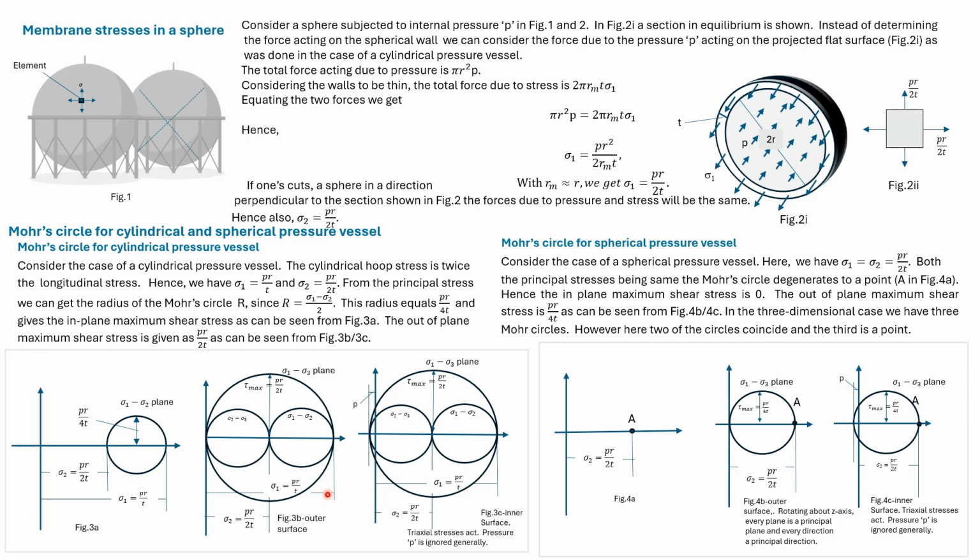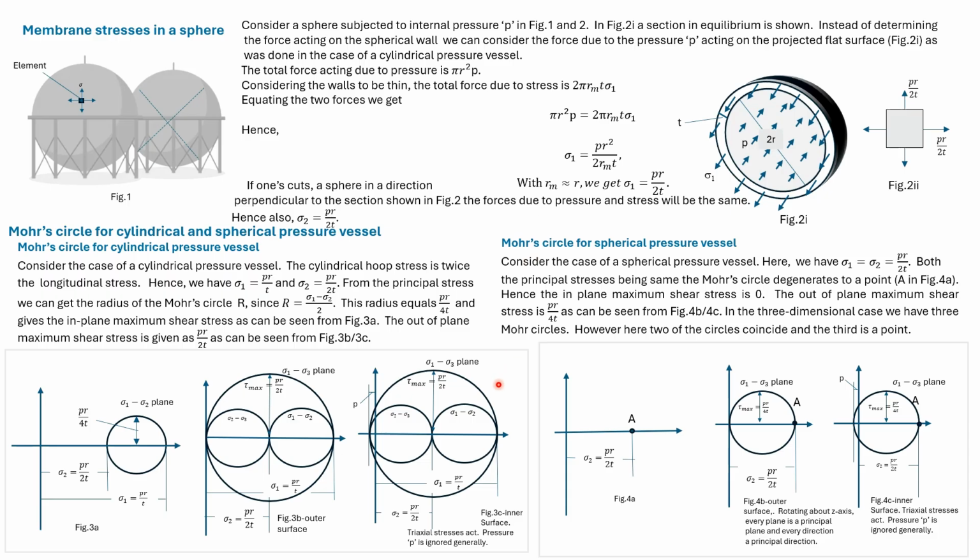When it comes to the three-dimensional case, we consider the outer surface and the inner surface separately. On the outer surface sigma 3 is 0. So these are the other two Mohr's circles. The Mohr's circle corresponding to sigma 1 and sigma 3 plane gives us the maximum shear stress, which is PR by 2T. This is larger than the maximum in-plane shear stress, which was PR by 4T.